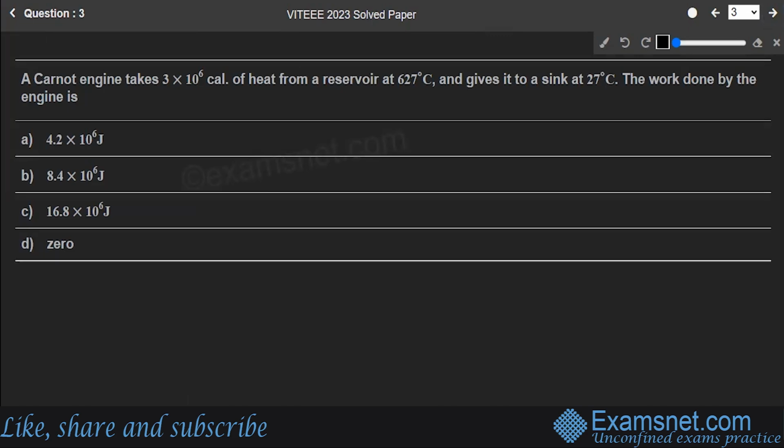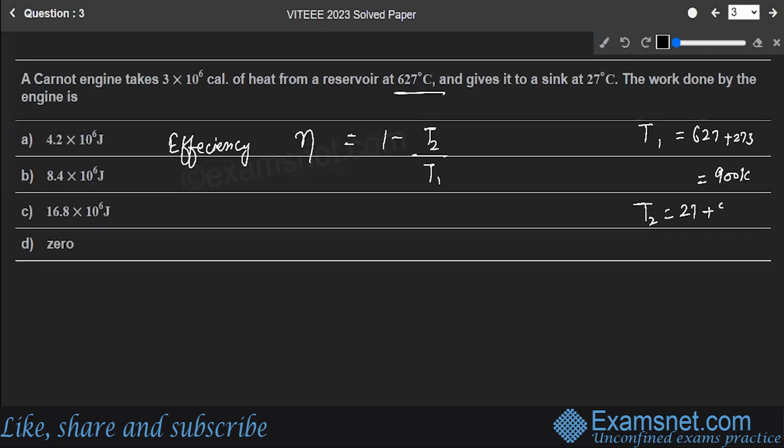A Carnot engine takes 3 into 10 power 6 calories of heat from a reservoir at 627 degrees Celsius and gives it to the sink at 27 degrees Celsius. The work done by the engine is, the efficiency of the engine is given by 1 minus T2 upon T1. You have T1 as this 627. I'm changing it into Kelvin, so this is equal to 900 Kelvin. T2 is equal to 27. If I'm changing it to Kelvin, this is equal to 300 Kelvin.